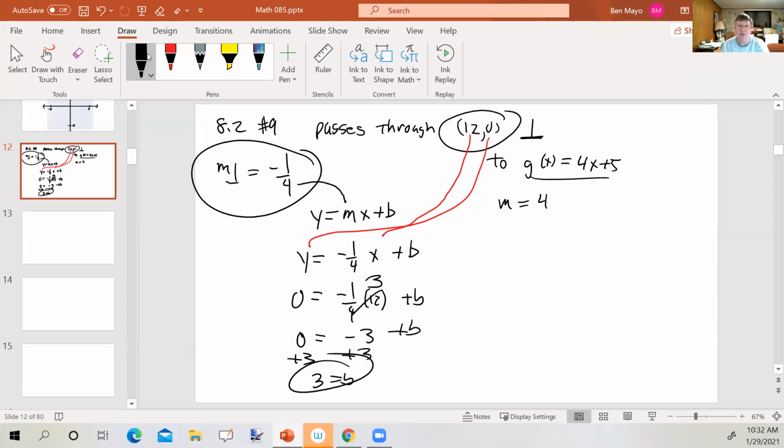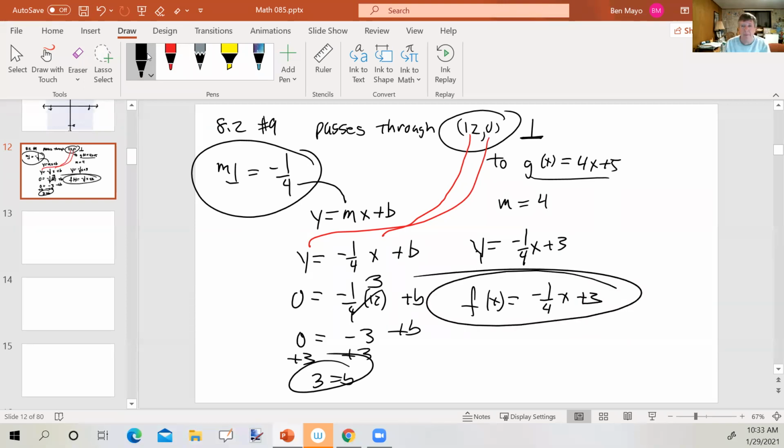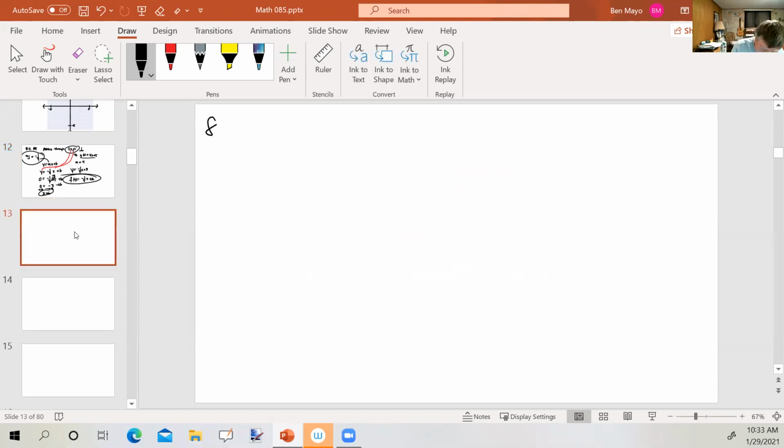So now we know the slope is negative 1/4 and the y-intercept is 3. So y equals negative 1/4 x plus 3. But finally, using function notation, f of x equals negative 1/4 x plus 3. And there you have it. Alrighty, are there any questions from anyone here right now before we go on? Okay. So let's take a look at section 8.4.